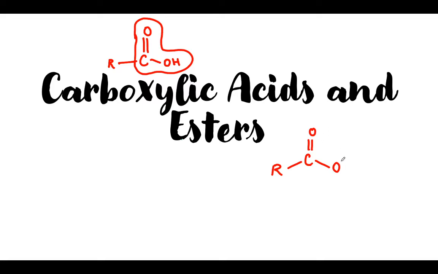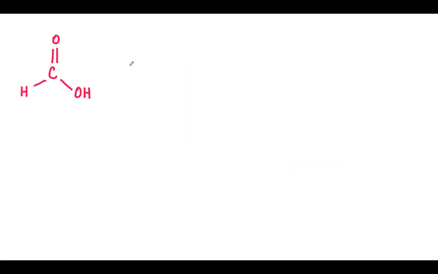But on this side, this oxygen is not bonded to a hydrogen, but rather it's bonded to another carbon group. So when I say R here, it could mean any sort of carbon chain. So when we see this sort of setup, we're looking at an ester. If we're looking at this, we're looking at a carboxylic acid. So let's learn about naming these.